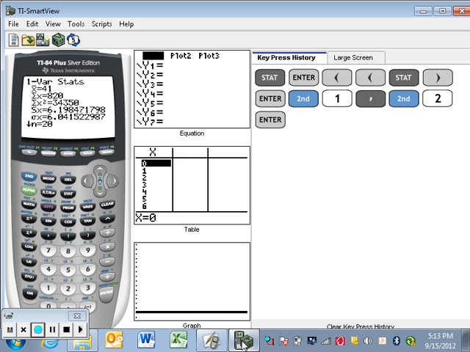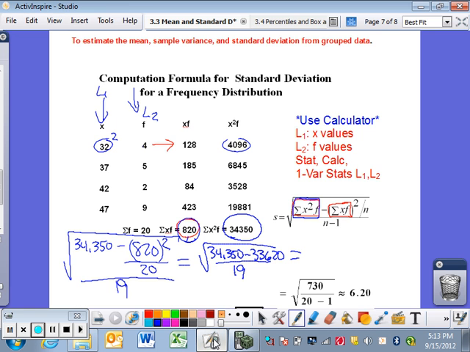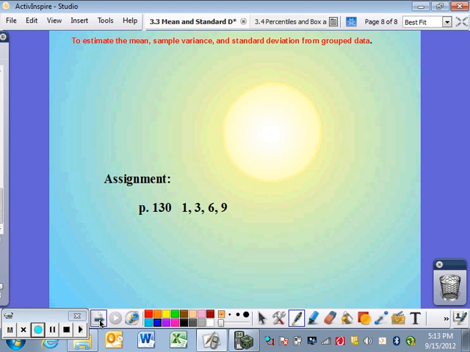If you go back to your calculator, notice the S of x, your standard deviation of x, is 6.198, which rounds to 6.2. So that's showing you how to use the computational formulas. Yes, your calculator can show it, but I'm still going to want to see you set up that formula in due time. So that's it for that section.